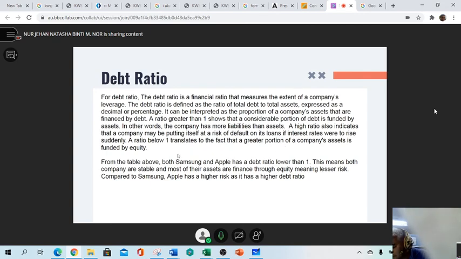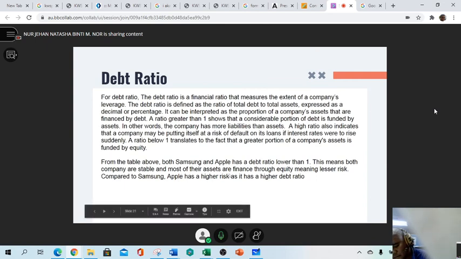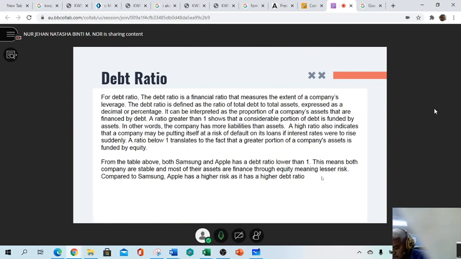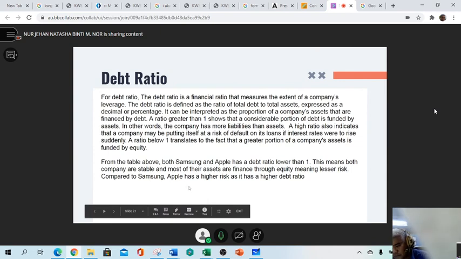A ratio below 1 translates to the fact that the greater portion of a company's assets is funded by equity. From the table above, both Samsung and Apple have a debt ratio lower than 1. This means both companies are stable and more of their assets are financed through equity, meaning lesser risk. Compared to Samsung, Apple has higher risk as it has a higher debt ratio.